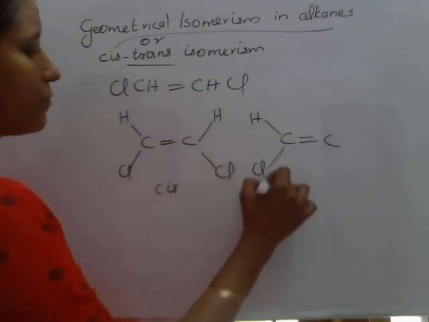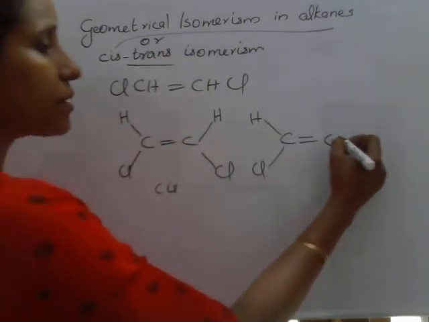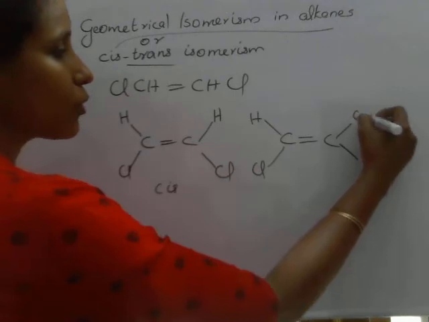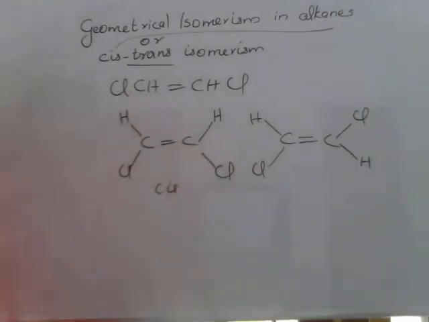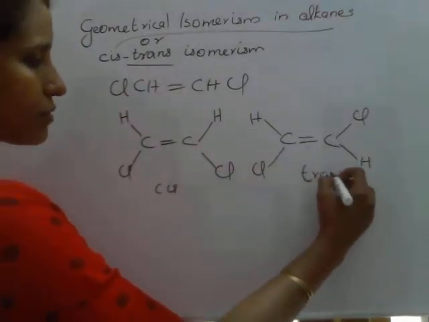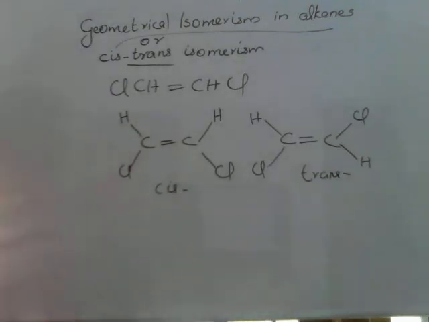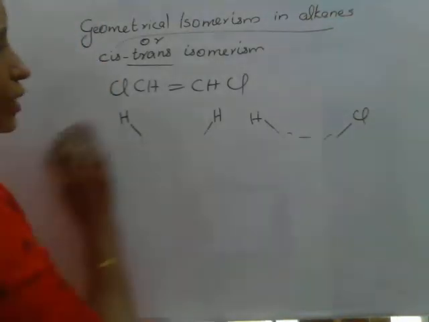Hydrogen above, chlorine below on the first carbon. On the second carbon atom, if you arrange them oppositely, chlorine above, hydrogen below, this is the trans isomer. Cis isomer, trans isomer. Now, if a compound is given, we should be able to identify whether cis-trans isomerism is possible in the compound or not. Let us do one example.